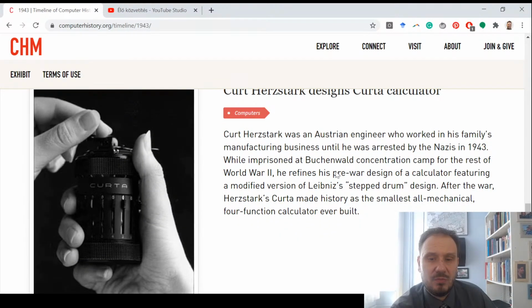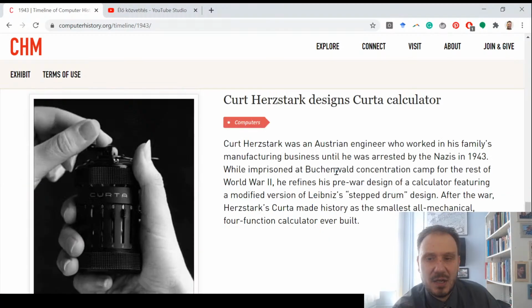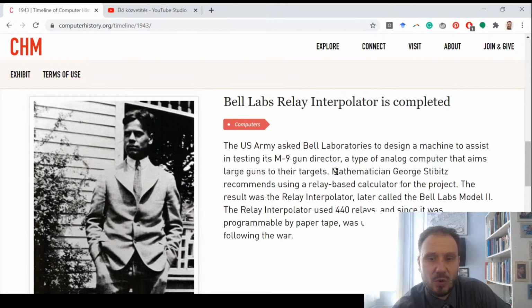Moving through the time, showing, for example, how a step drum calculator was designed. It was the first smallest all-mechanical 4-function calculator ever built. Or, for example, the Bell Laboratories built a relay interpolator. It was programmable by a paper tape.